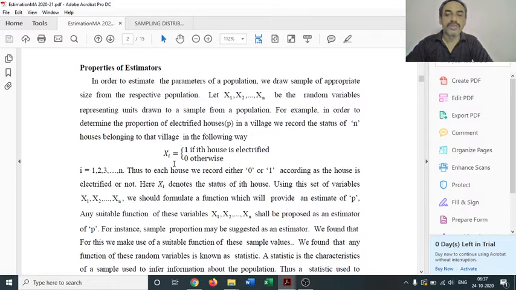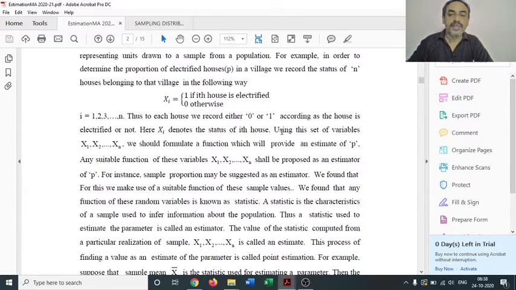That is, we are making use of a set of variables x1, x2, etc., xn to formulate the principle of estimation. When the first unit of the sample is electrified, then we will put x1 equal to 1, and if not electrified we will put 0. Therefore our formulation of principle is not based upon the ones and zeros connected to the sample, but it is based upon the variables x1, x2, etc., xn representing the units drawn to the sample.